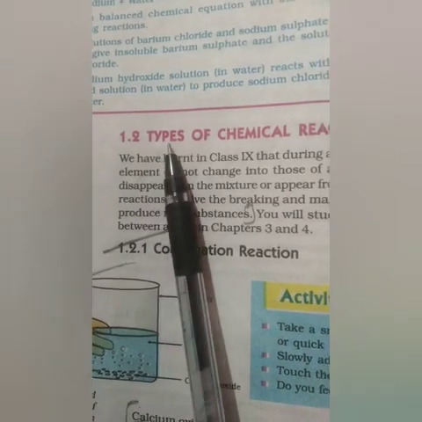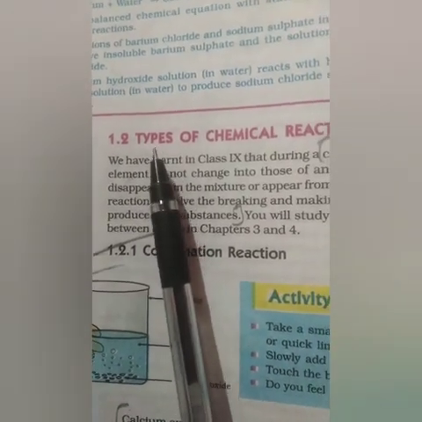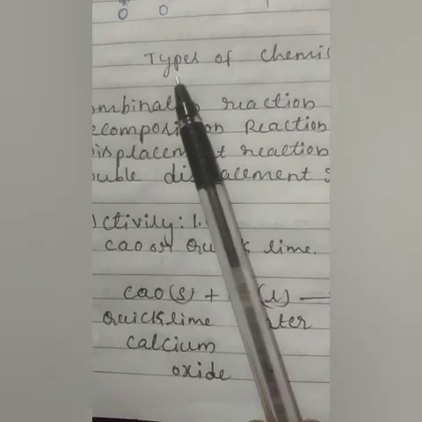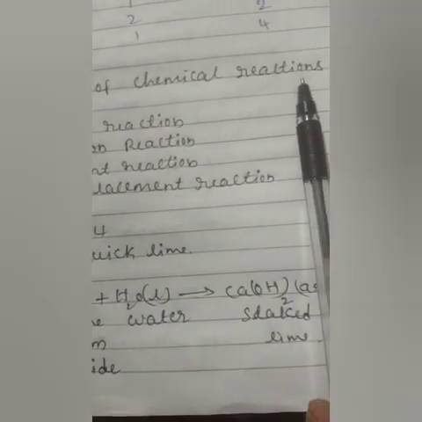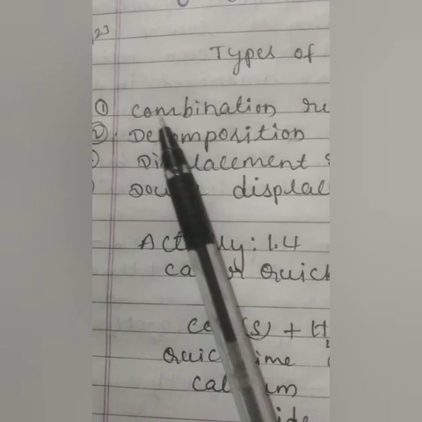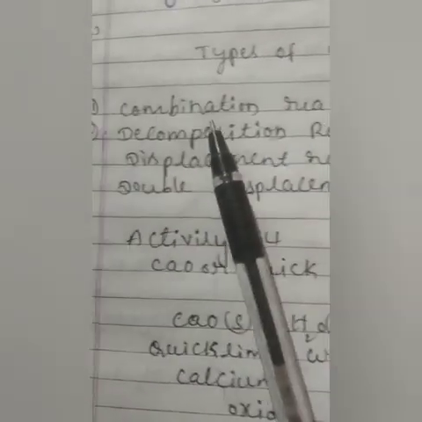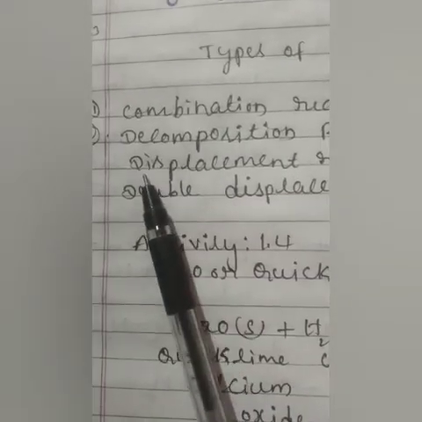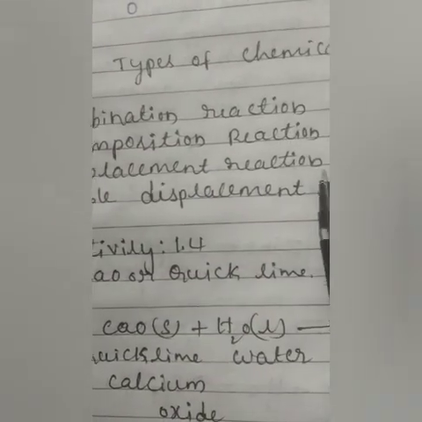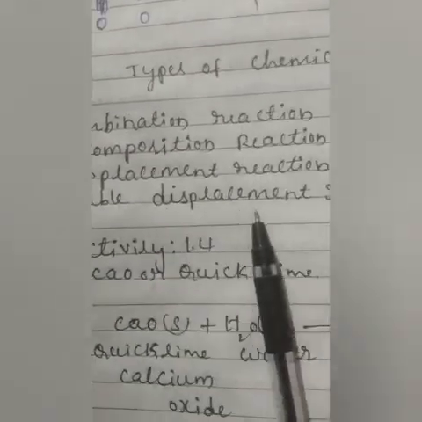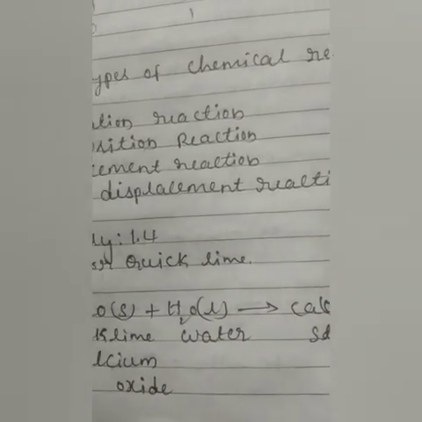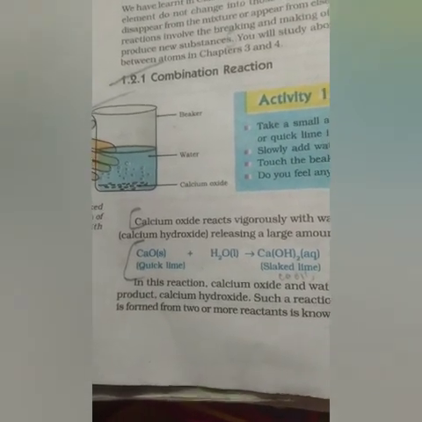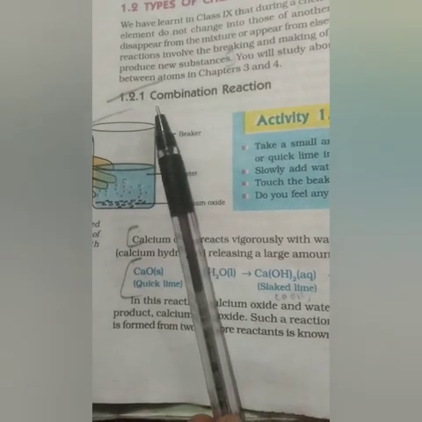In your textbook, mainly four types of chemical reactions are given. First one, combination reaction; second one, decomposition reaction; third one, displacement reaction; and fourth one, double displacement reaction. Now we are going to learn one by one. First one is combination reaction.